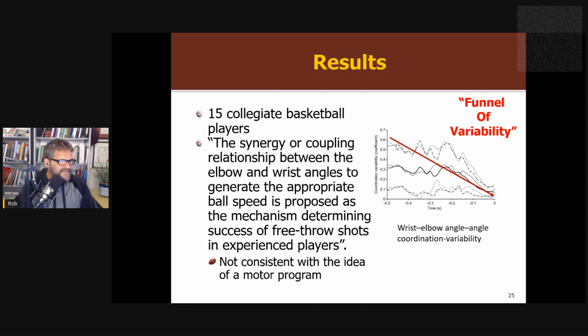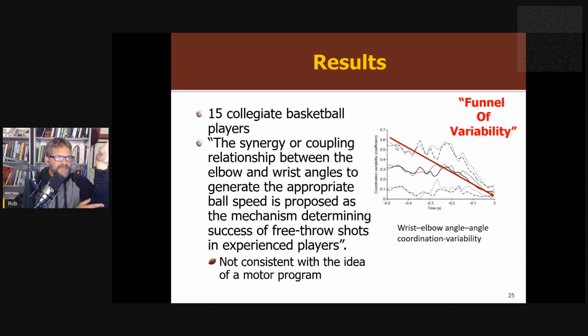What this is evidence of, in the quote from the paper: the synergy or coupling relationship between the elbow and wrist angles to generate the appropriate ball speed is proposed as a mechanism determining the success of free throw shots in experienced players. So what's not happening is you're not using the same elbow movement and wrist angle on every shot. They're not pre-programmed. What's happening is they're varying together as a unit. They have a synergy between them.